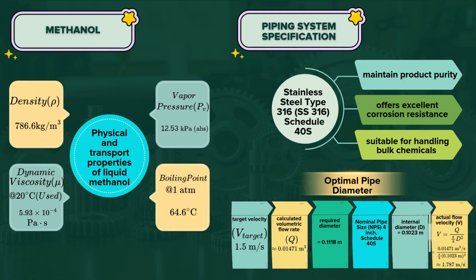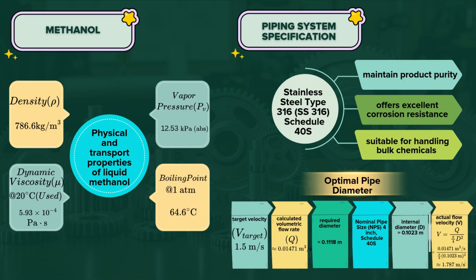Physical and transport properties of liquid methanol. The accurate estimation of pressure drop and pump requirements hinges on reliable physical property data for the fluid at design temperature. Key properties for liquid methanol at 25 Celsius were compiled from established sources. Density is 786.6 kg per meter cube. Dynamic viscosity 5.93 times 10 to the power of negative 4 pascal second. Vapor pressure 12.53 kilopascal. Boiling point at 1 atm 64.6 degrees Celsius.